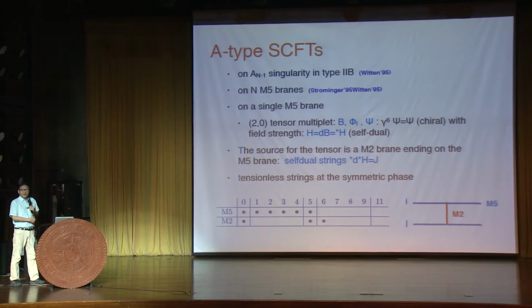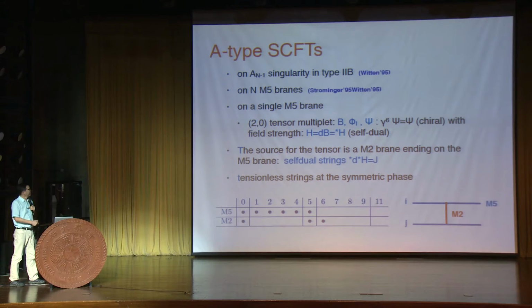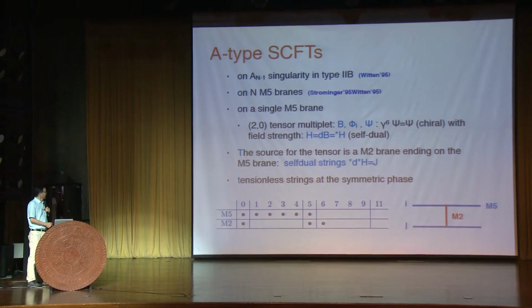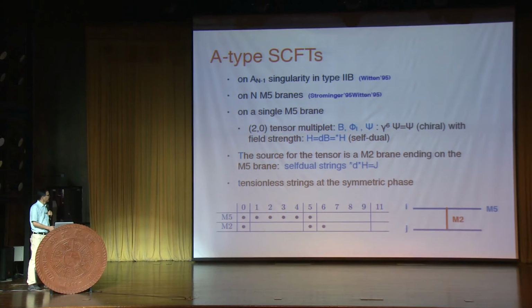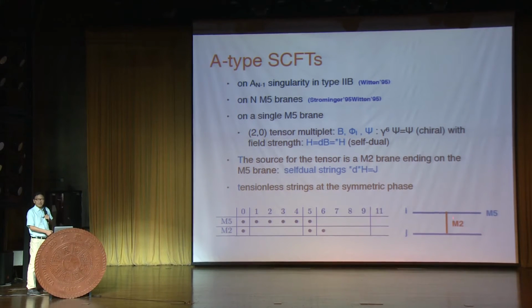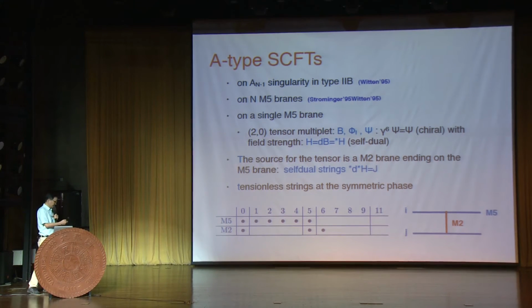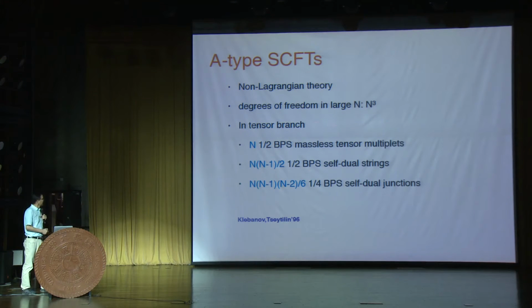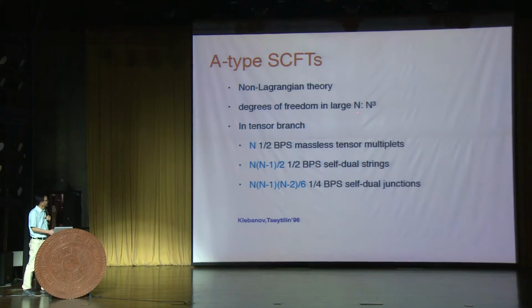For example, on single M5 brane, there's a tensor branch with a two-form tensor field whose field strength is self-dual. And then one can have an M2 brane ending on M5 branes, in which case it plays the role of a source and it will become a self-dual string. In the conformal limit, where M2, M5 branes are on top of each other, it will become tensionless. Now it's a non-Lagrangian theory, with degrees of freedom increasing to the order N cubed.